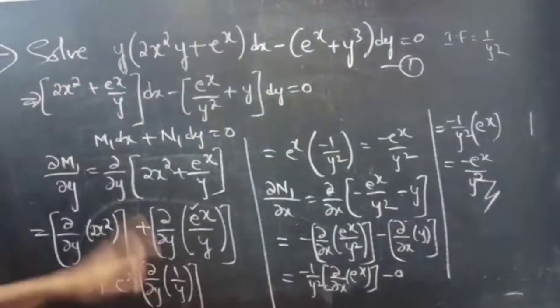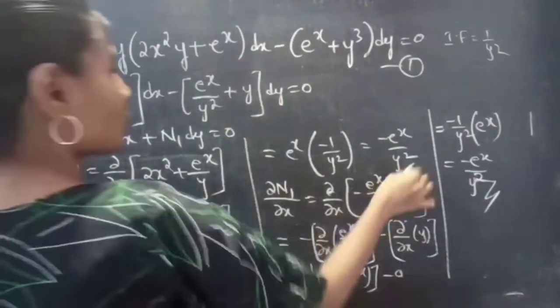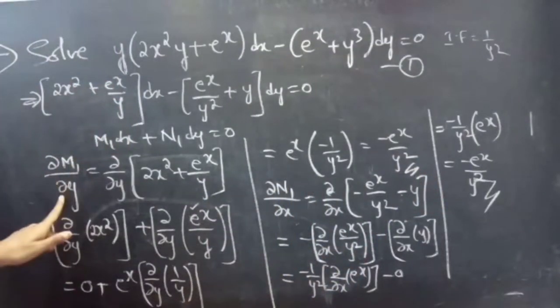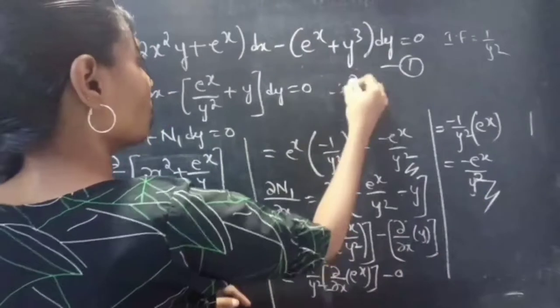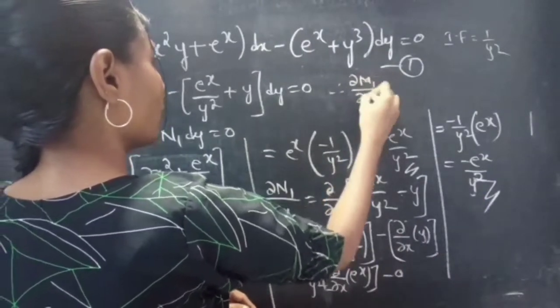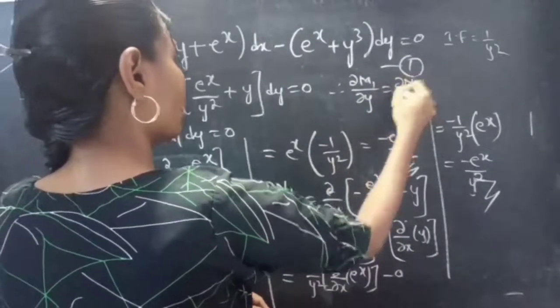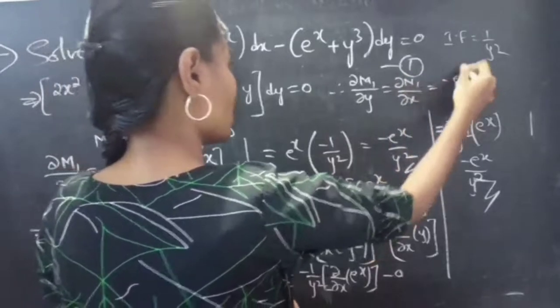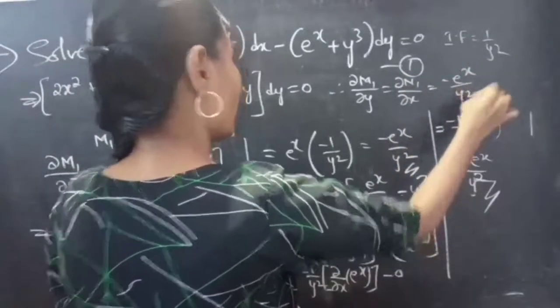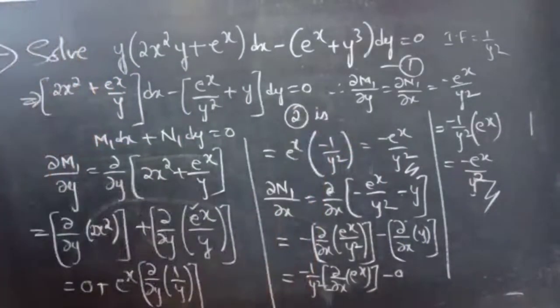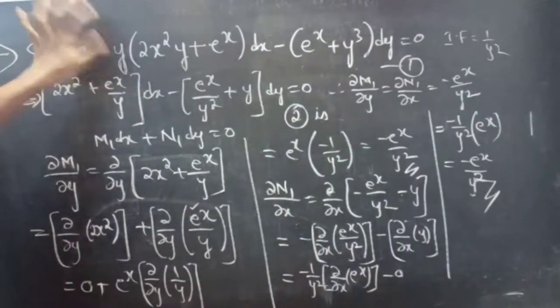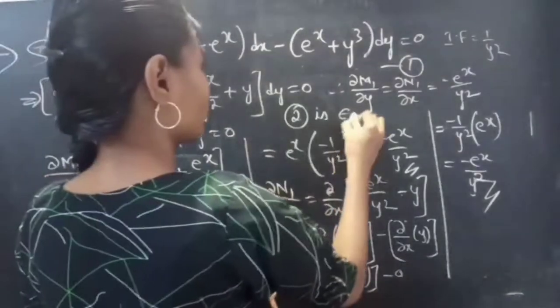So here, partial derivative of M1 with respect to y is equal to partial derivative of N1 with respect to x, right? Therefore, dou M1 by dou y equals dou N1 by dou x equals minus e power x by y square. From this we can say that the reduced equation, that is the equation obtained by multiplying the integrating factor to the given equation, is exact.